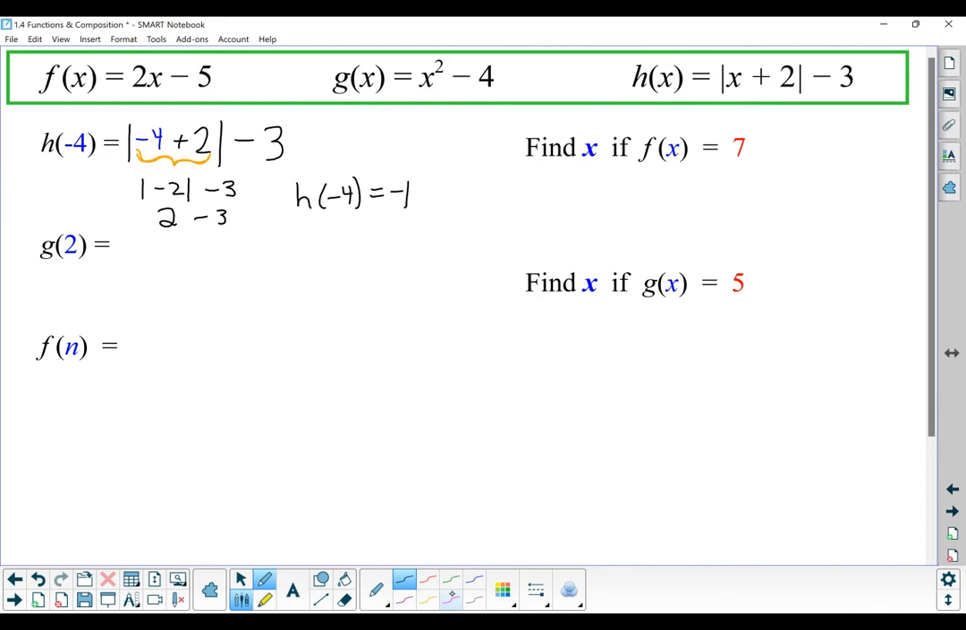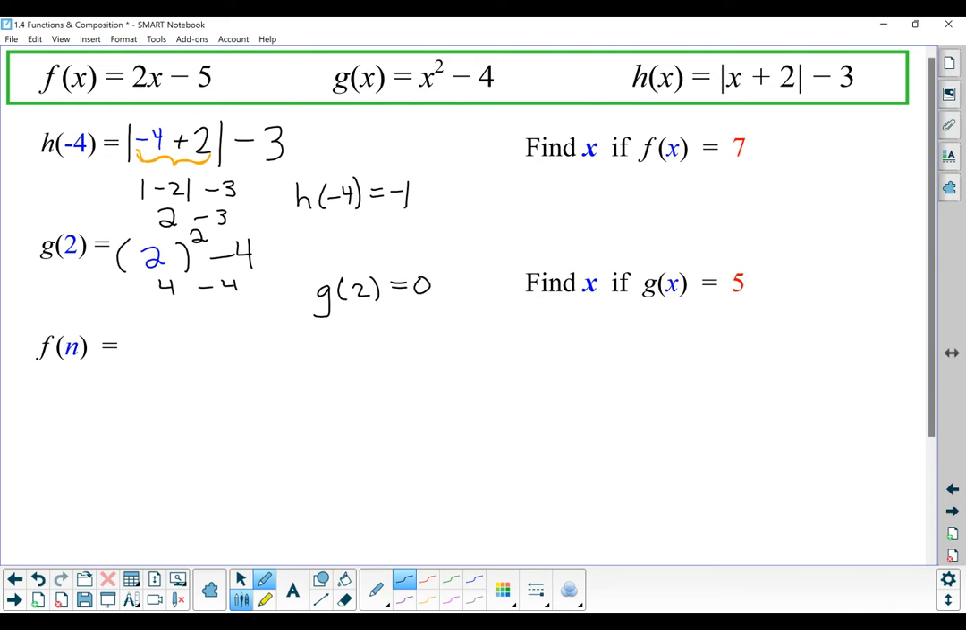Okay, let's go to the next one, g of 2. G of 2 tells me that I'm going to use this middle function, g of x, and that function's rule is that we square the input and we subtract 4. The input that we're using is 2. So if we calculate that, 2 squared is 4, minus 4 is 0. So g of 2 is equal to 0.